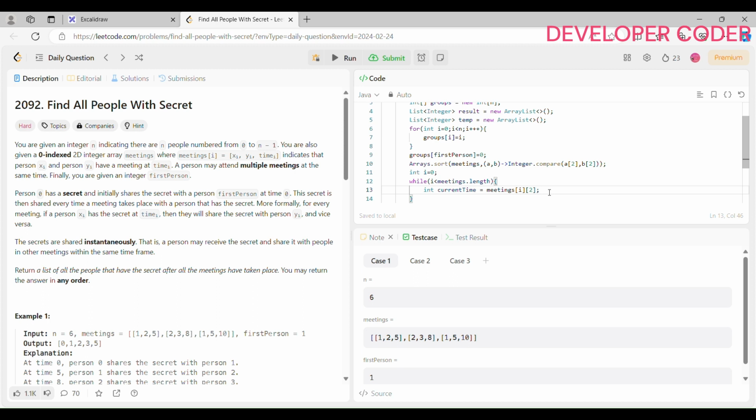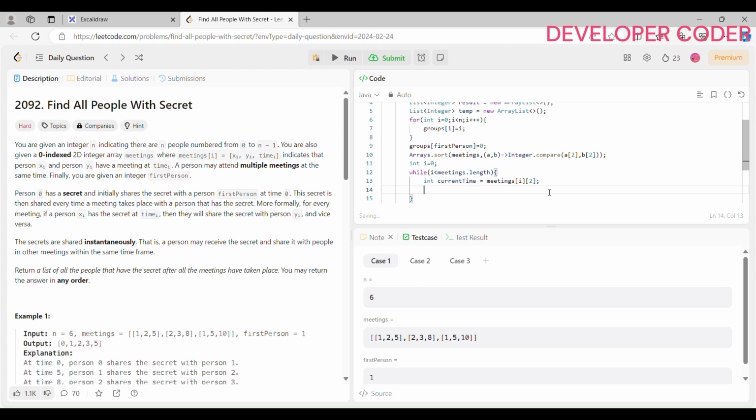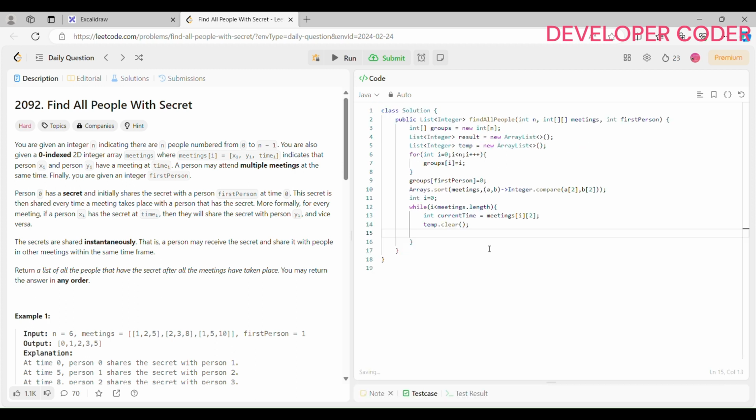Now let's clear my temp list every time, because this temp list is going to be used whenever two meetings or a number of meetings have the same time. Temp dot clear. This is how I cleared my list. I hope you understand till now. Now I am going to process all the meetings happening at the current time.